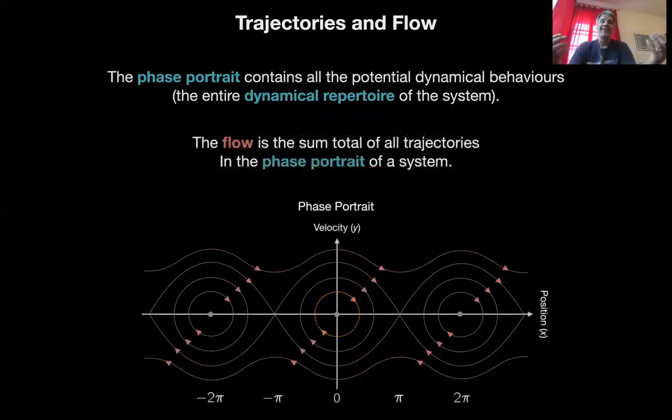Okay, now the flow of the system, and this is very important, is the sum total of all trajectories in the phase portrait of the system. A dynamical system is its flow. Okay, flow, go with the flow. Flow is very important. Dynamical systems are their flow. If you know about the flow, you know what the system can do, you understand the system.